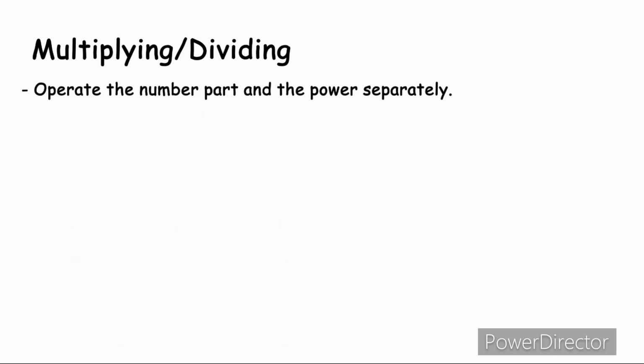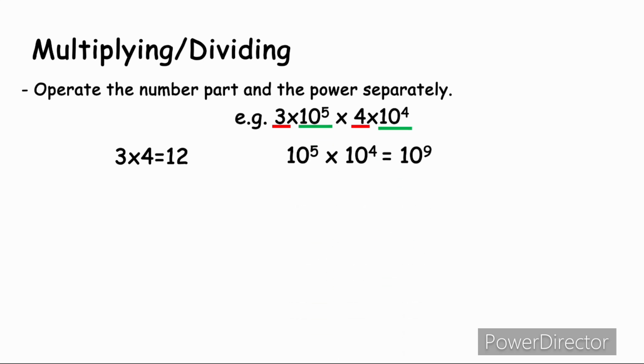Afterwards, for multiplying and dividing numbers, all you have to do is to separately multiply or divide the numbers in a standard form. Just having an example to make sure you get it. For this one, we just do 3 times 4 first, which gives us 12. Afterwards, for 10 to the power of 5 times 10 to the power of 4, we get 10 to the power of 9, as multiplication of base could be done by adding up its power.